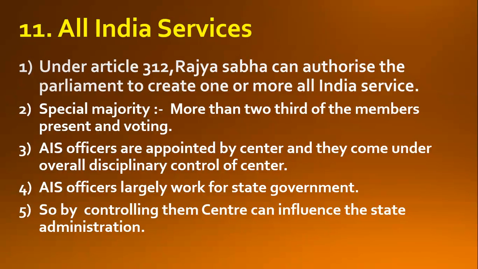Now please catch the difference carefully. AIS officers are appointed by the center and can be removed by the center, but they work for the state as well as the center. So they work for both. Central civil servants work only for the center. State civil servants work only for the states. But the officers of all India service work for the center as well as the states. Please try to understand this very carefully.